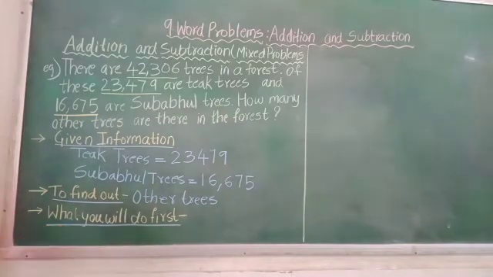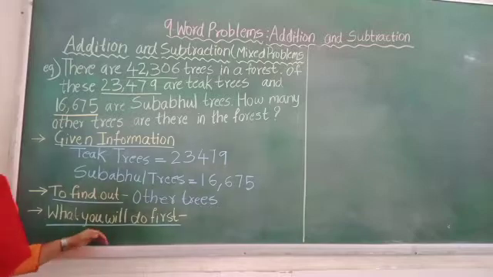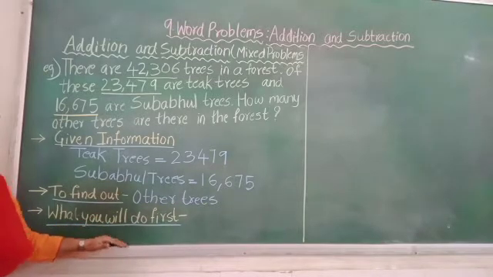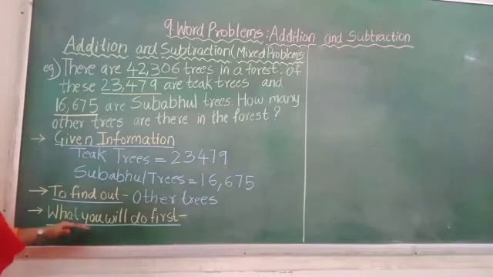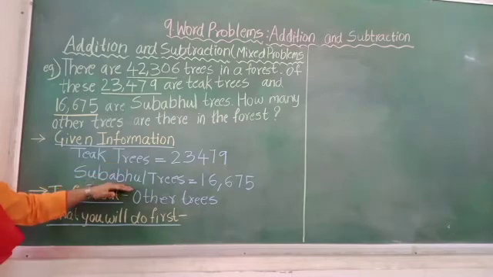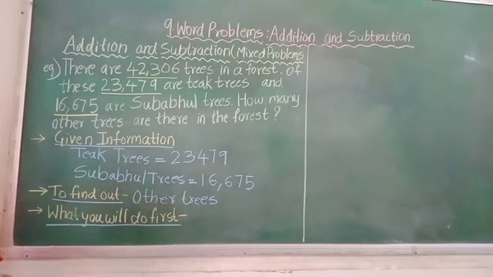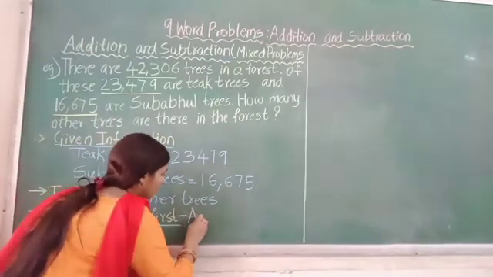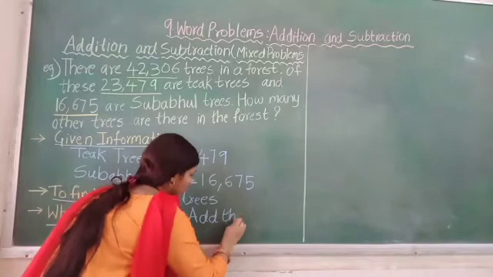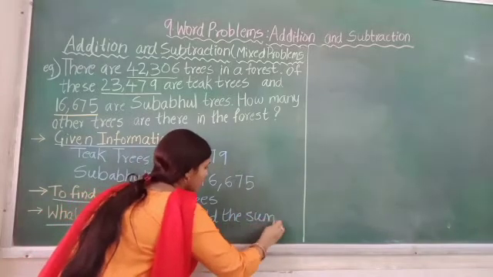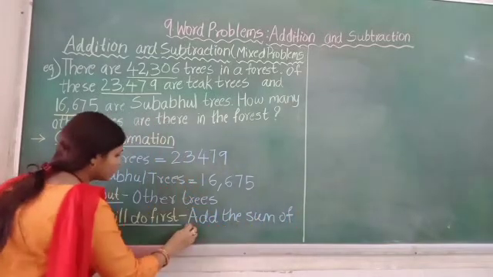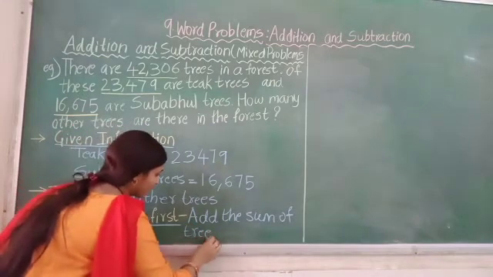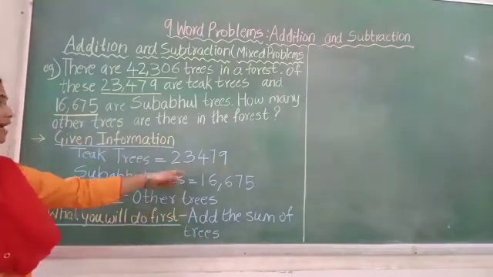Now in addition and subtraction, we used to write here method used. But now in this, what will we write? What will you do first? First we will add both the numbers of trees. So here we will write: add the sum of trees. We have to add both.